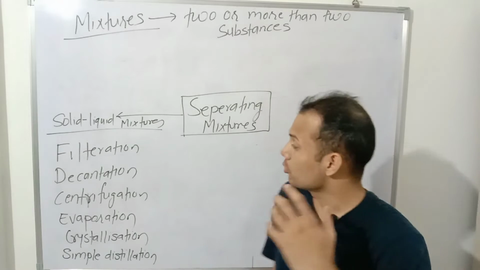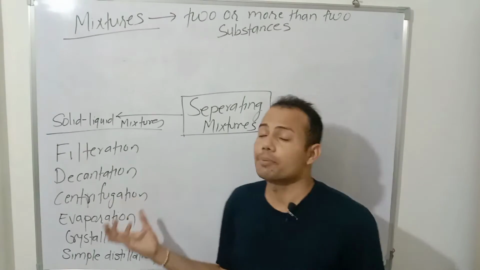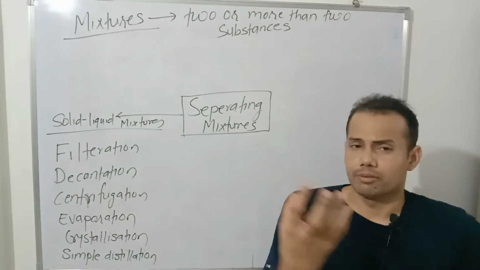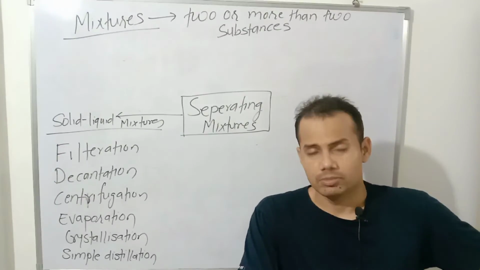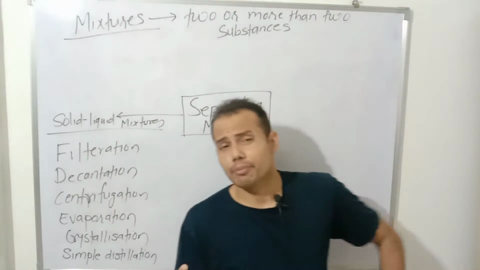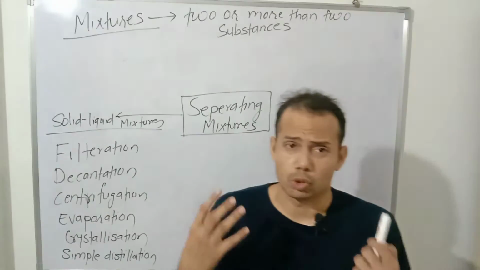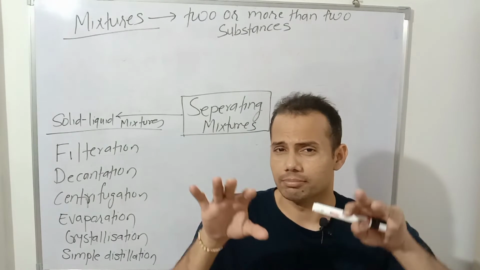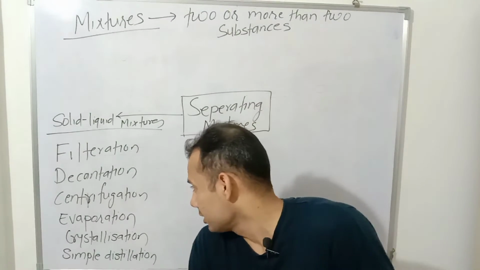Suppose the solute is insoluble, which means it is not dissolved in that liquid. Then you can use filtration. You filter it, and on the filter paper you will get your insoluble solid, and the liquid, which we call the filtrate, will pass through the filter paper. Decantation is based on gravity. If your solid is of higher mass, it will settle to the bottom, and in this way you can separate it out.